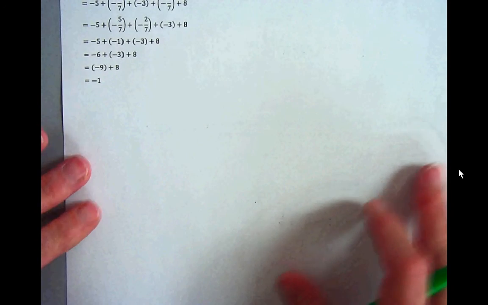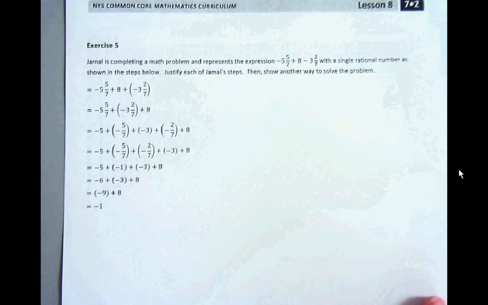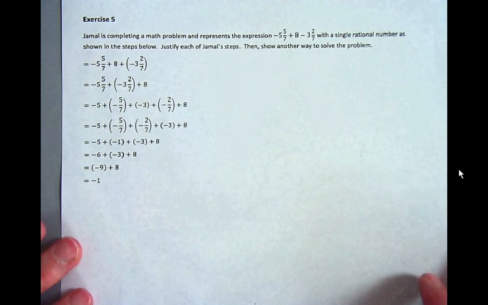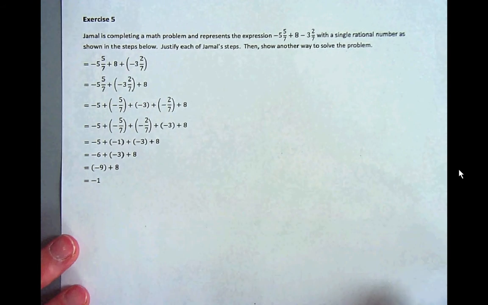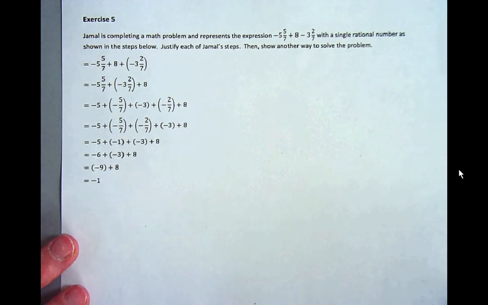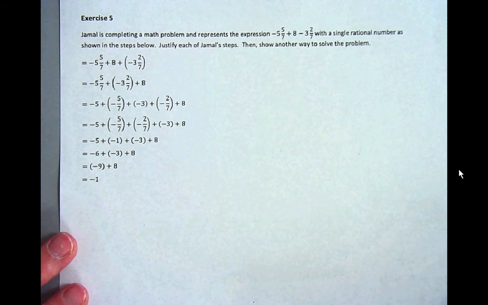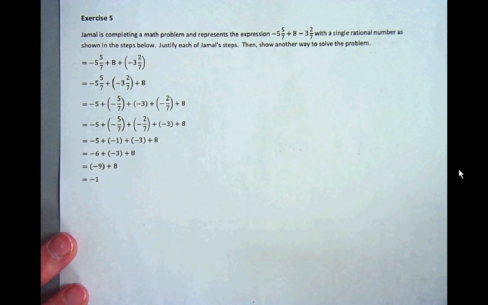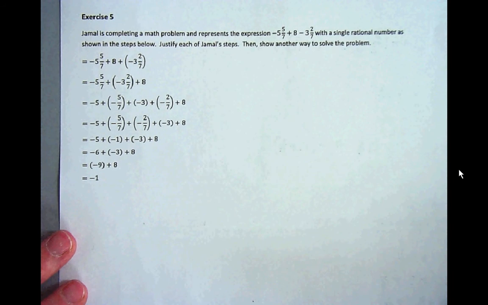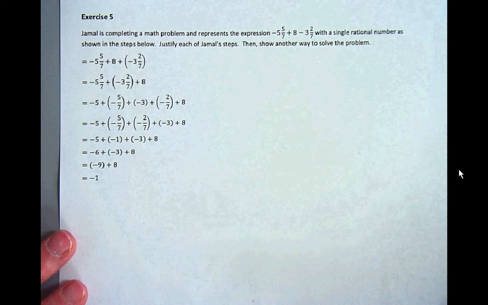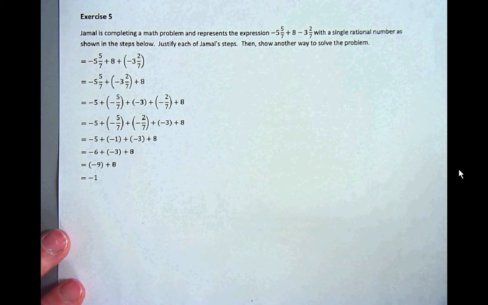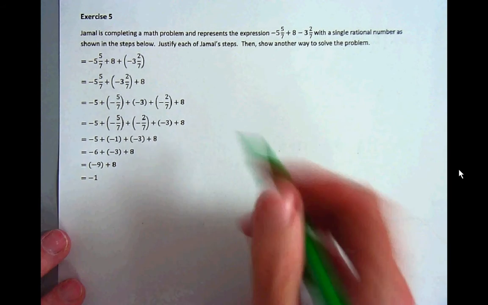All right, the last page we're going to take a look at is exercise 5. Jamal is completing a math problem and represents the expression minus 5 5/8 plus 8 minus 3 2/7 with a single rational number as shown in the steps below. Justify each of Jamal's steps, then show another way to solve the problem. So again, go ahead and you can just write off to the side what each step is showing.